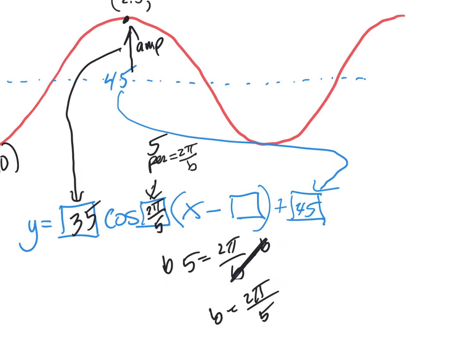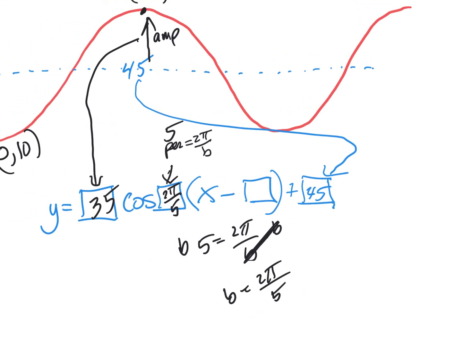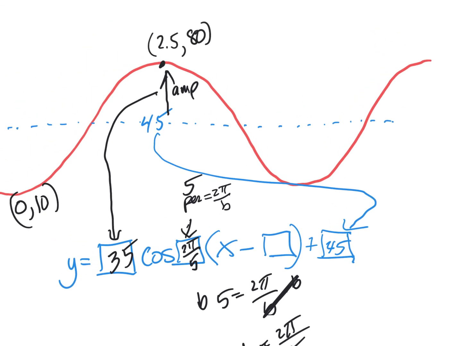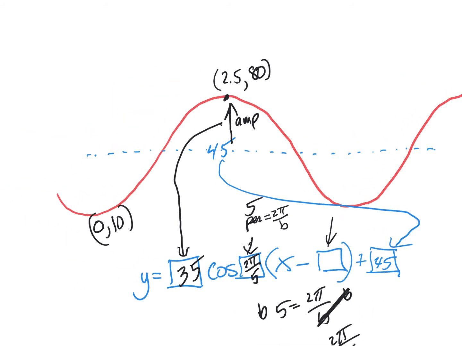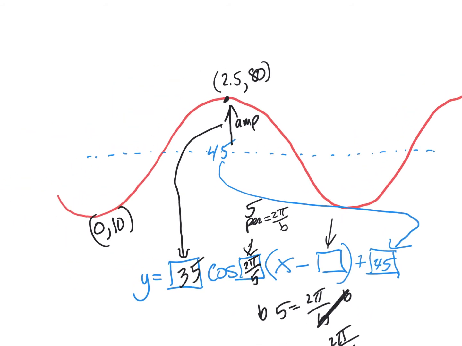All right, next up. I remember telling you earlier that I would tell you why we always use cosine for these and not sine. It's because figuring out this shift is almost impossible when you're doing it with sine. But if I do it with cosine, it's really not that hard. Watch.